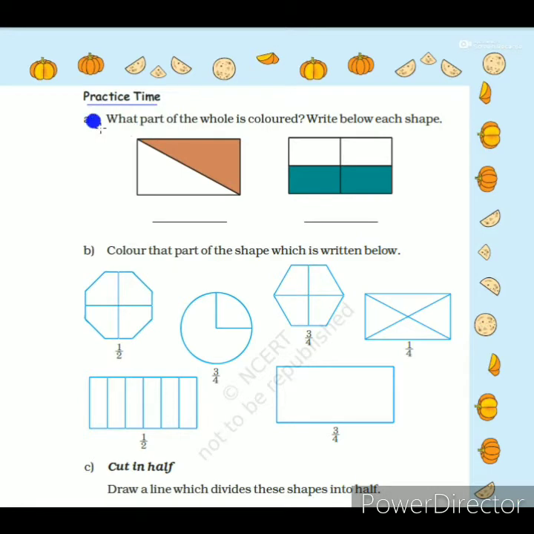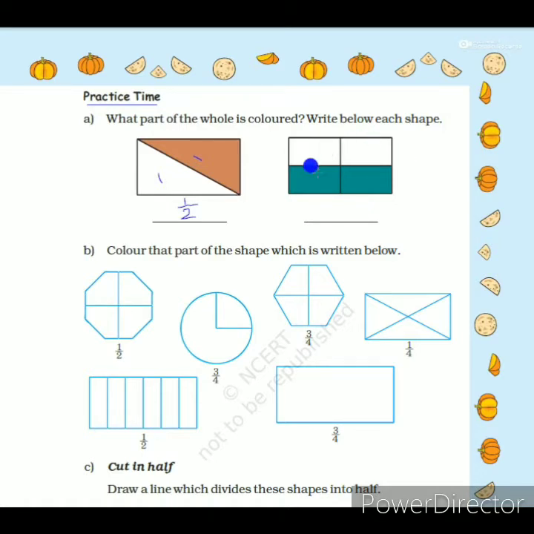First question is, what part of the whole is colored, right below each shape. What is the first shape? It's a rectangle and it is divided into two equal triangles. So we can write half of a rectangle, that is 1 by 2. Half we can write as 1 by 2 or 1 upon 2.